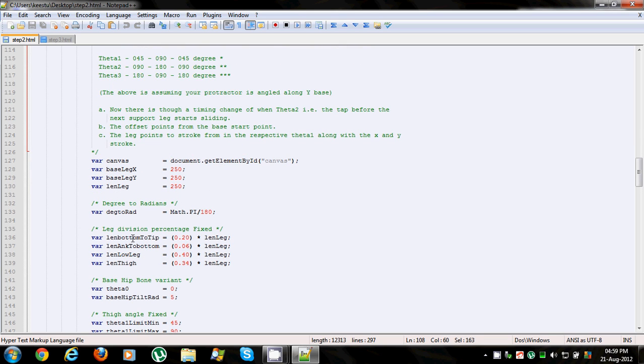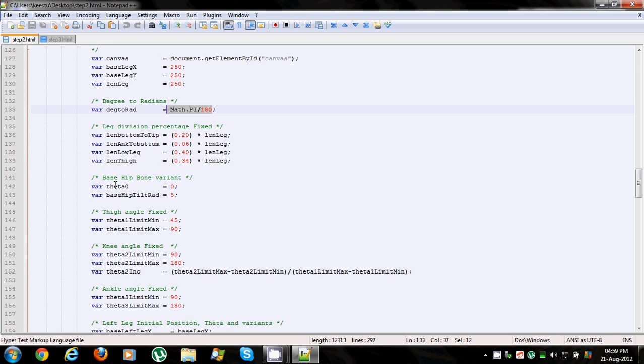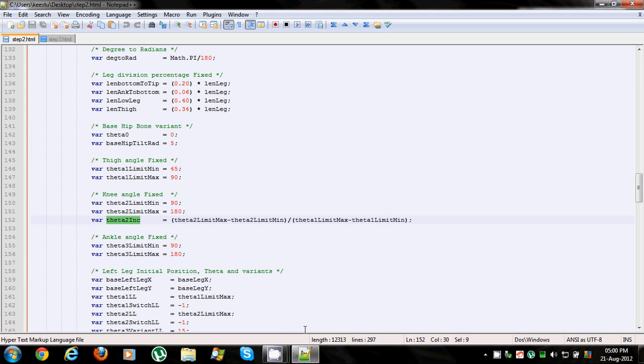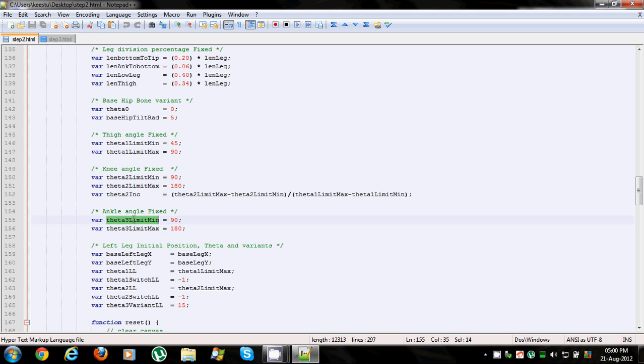Now, I am going to calculate based on a percentage of the total length of the leg. I am going to get the length. Degree to radian conversion is very important. Remember, you need to convert it for sin and cos to work properly in JavaScript. Next, the hip bone variations: theta 0, the hip tilt radius, is theta 0. Theta 1, as explained in the diagram previously, is 45 to 90, theta 2 is 90 to 180. Theta 2 incrementation would be based on theta 2 limit min max divided by theta 1 limit min max. It just won't be 1 or 0. Theta 3 increment would be 90 to 180. Remember, I told you there is a tricky part with an offset.